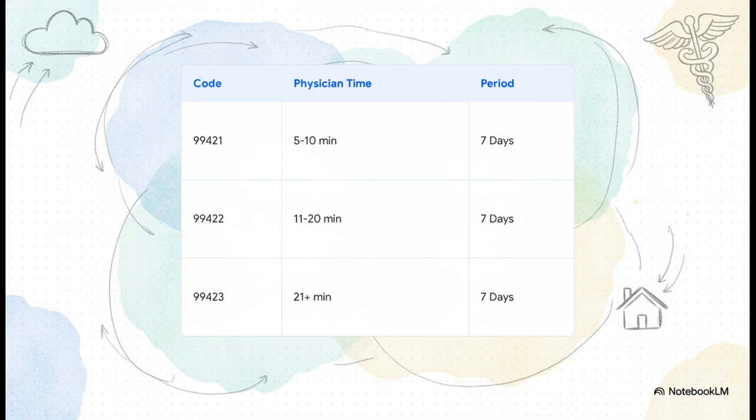First up, let's talk about asynchronous stuff. You know all that back and forth that isn't a live call? We're talking secure messaging, portal communication, that kind of thing. Codes 99421, 99422, and 99423 are your friends here. They let you bill for your cumulative time over a 7-day period. So all that work you're already doing, you can get paid for it.